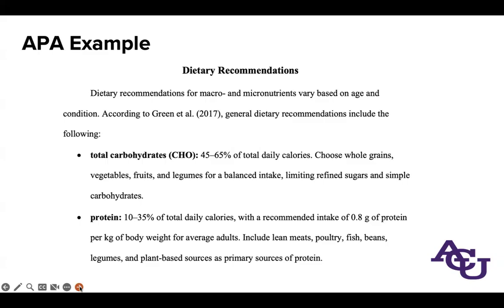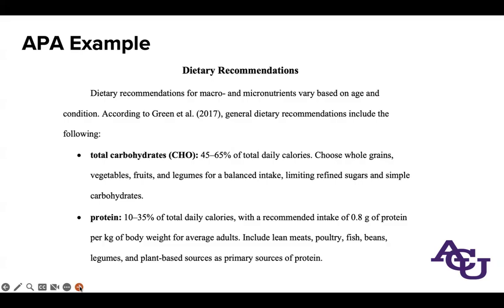Then I put my complete sentence or my command sentence, which is totally appropriate in this case because if a doctor or a nurse or some other healthcare provider were giving you a dietary recommendation, they might phrase it that way. Choose whole grains, vegetables, fruit, and legumes for a balanced intake, limiting refined sugars and simple carbohydrates. Then I ended that with a period.